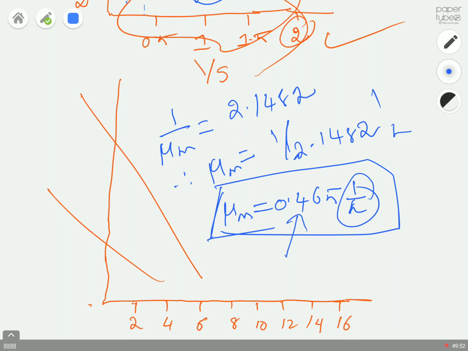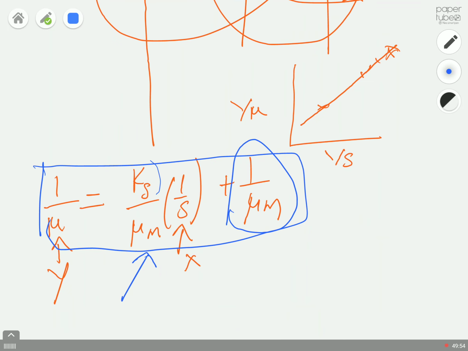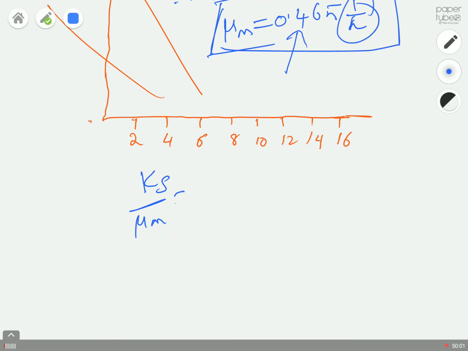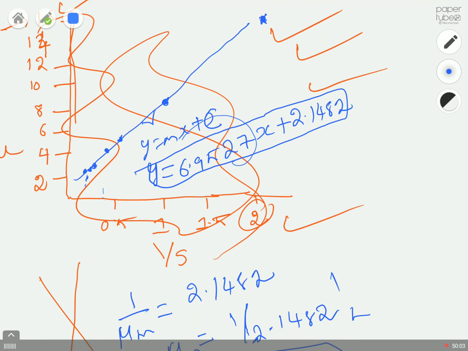And you go back here, this is your slope value, Ks by mu m, that's your slope value, which is here 6.9527.